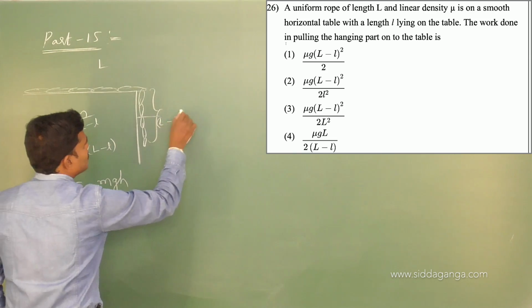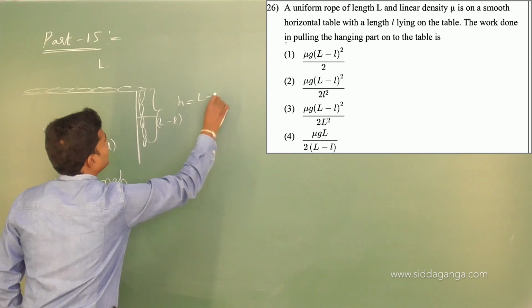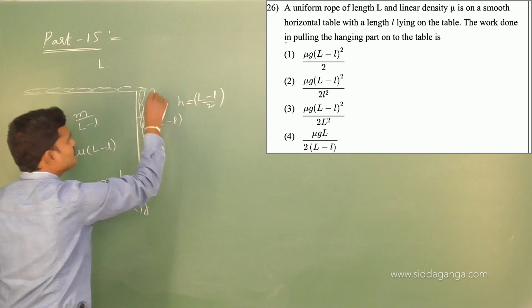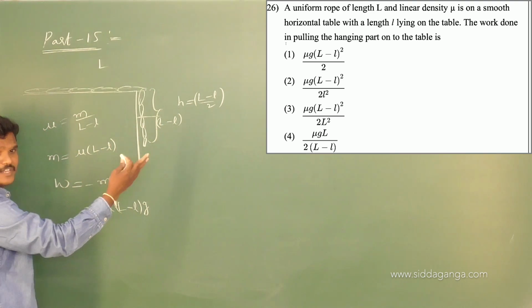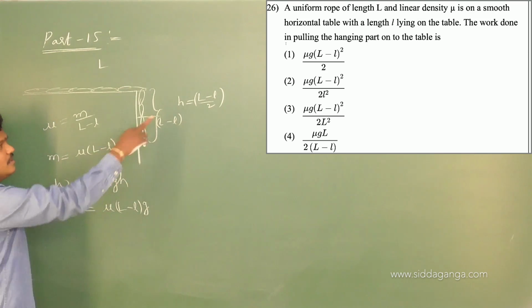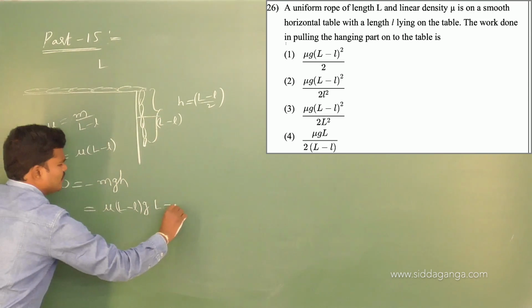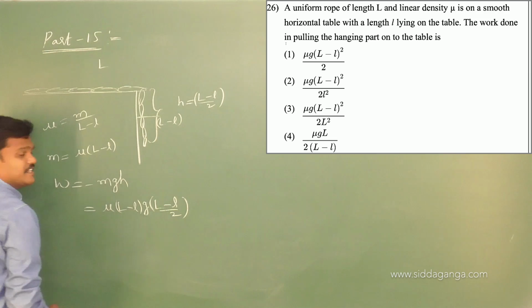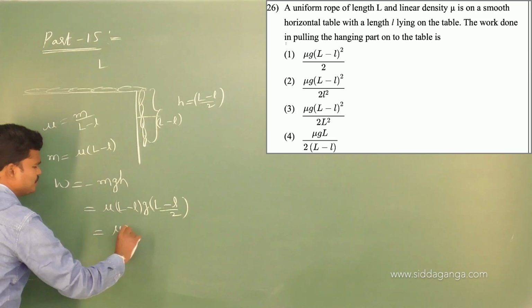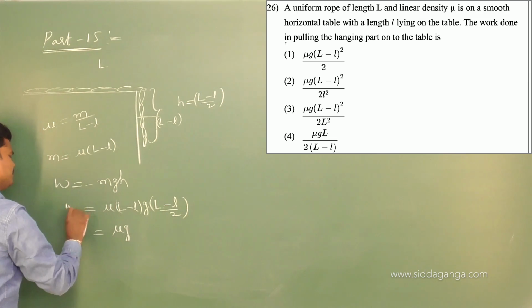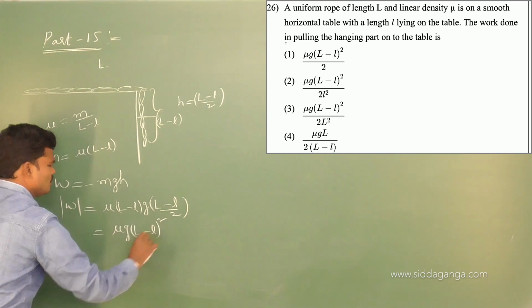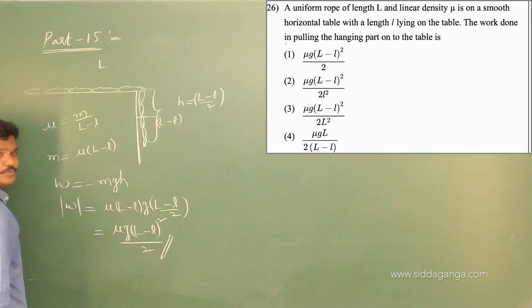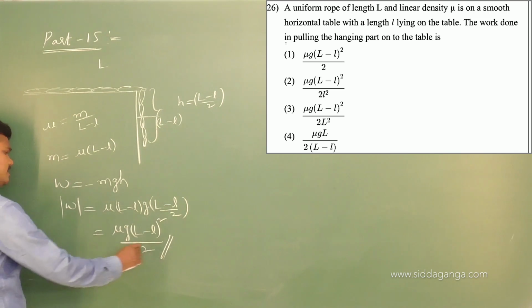And the height of this one, you know the height, how can we write? L minus l by 2. The length of this part is L minus l, then only you will get the hanging part, meaning the hanging part that is moved onto the table. So L minus l by 2 is the height. Now the answer is mu g. Okay, forget the minus, take the magnitude. Mu g (L minus l) whole square by 2. Yeah, this is the first option given.